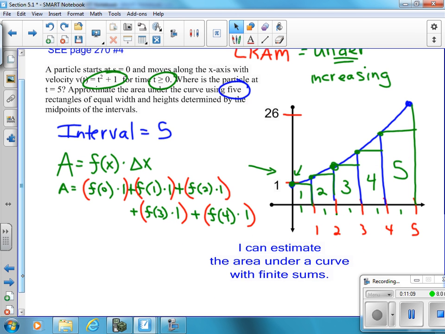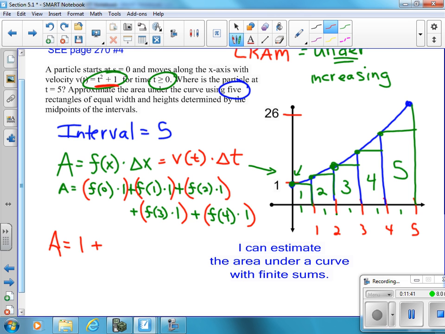All right, so if we calculate this, remember our function is v times change in x, or change in t, if we're going to be really cool about this. All right, so the function at 0 is 1. So the area of this is 1 times 1 plus the function at 1. If I plug a 1 into t squared plus 1, I get 2.